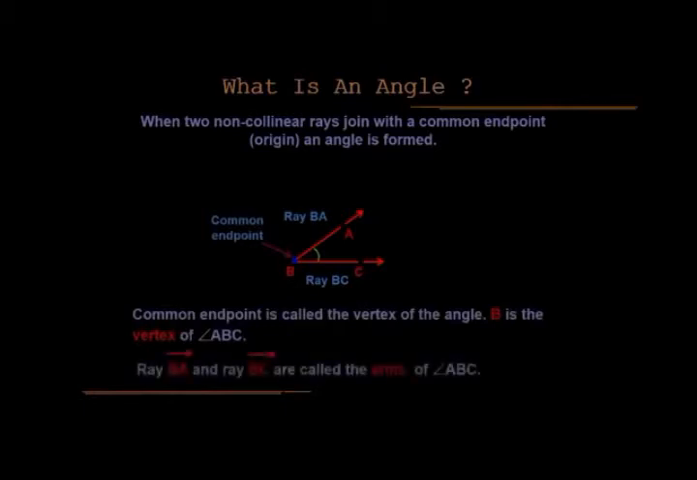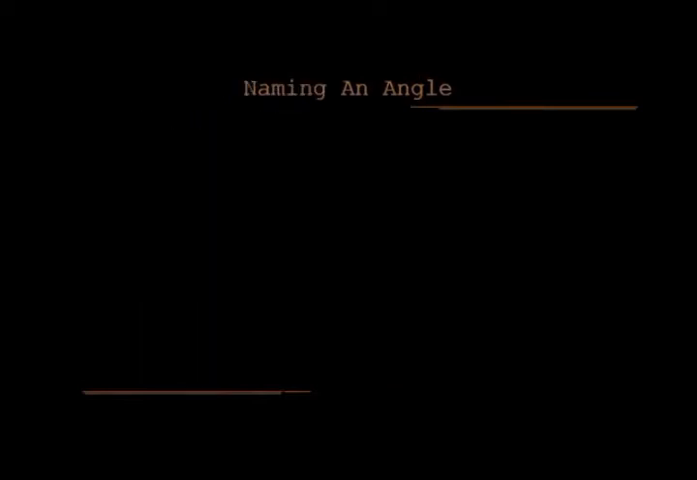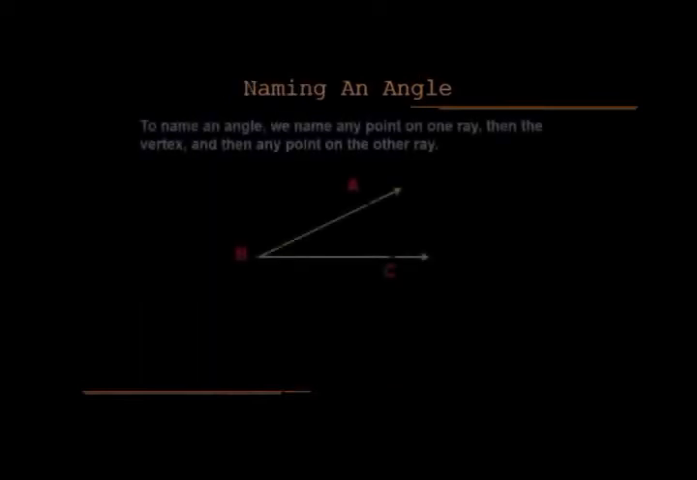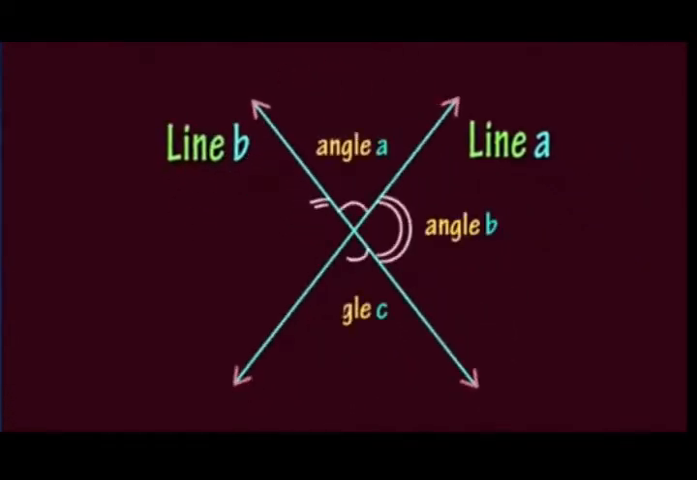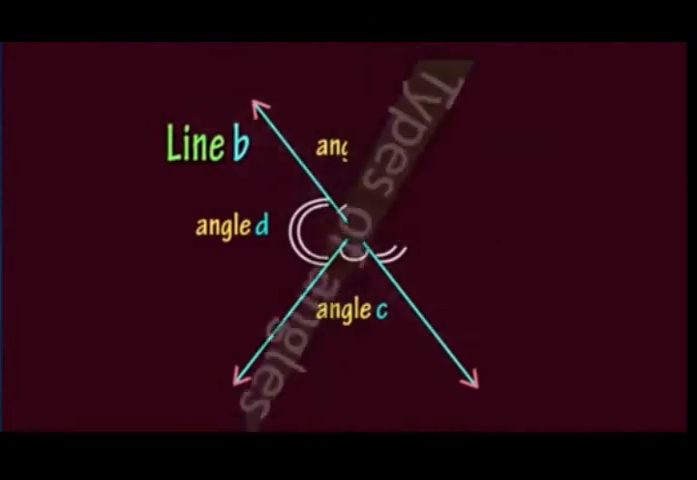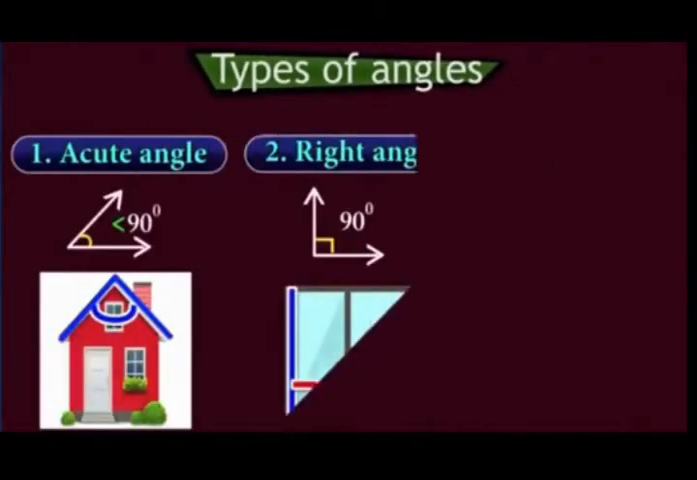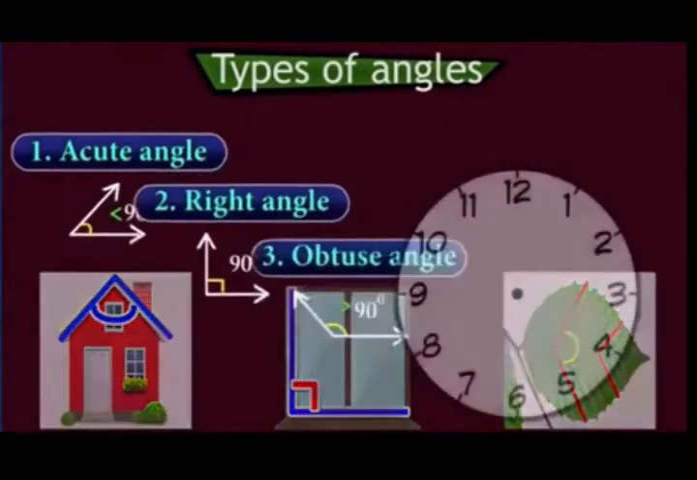Now let us know how to name an angle. To name an angle, we can name this angle as angle ABC or angle CBA, or we can even name it with a single letter as angle B. Now let us take two lines, line E and line B. Now when these two lines intersect, some angles are formed, and these angles are of different types. So let us know what the different types of angles are: an acute angle, right angle or obtuse angle.